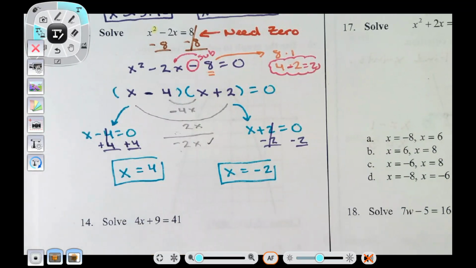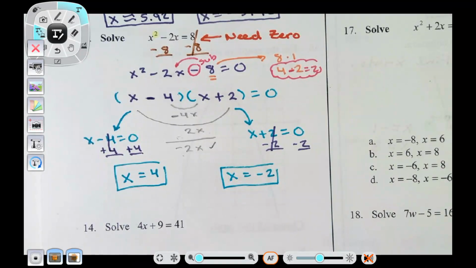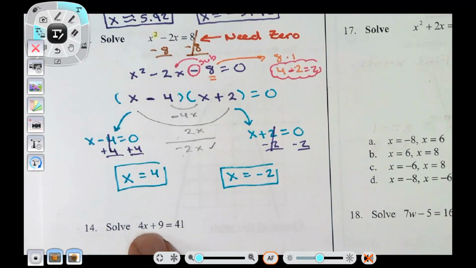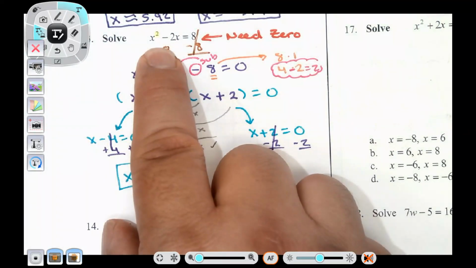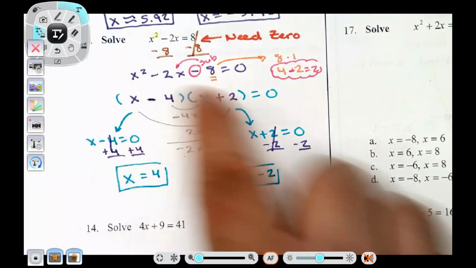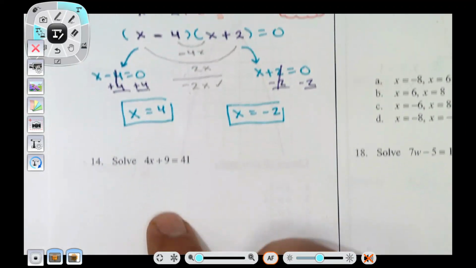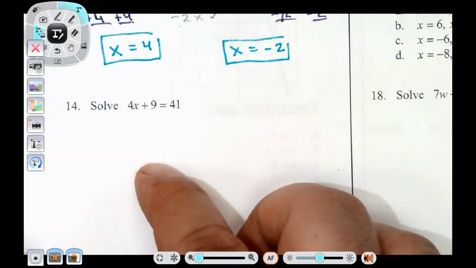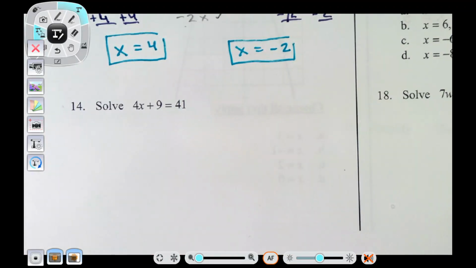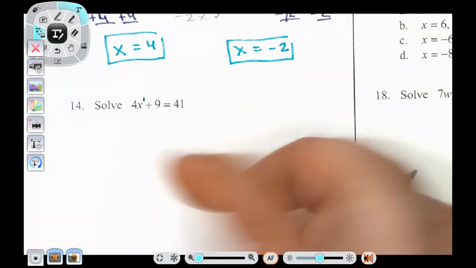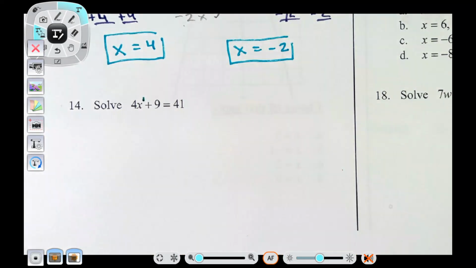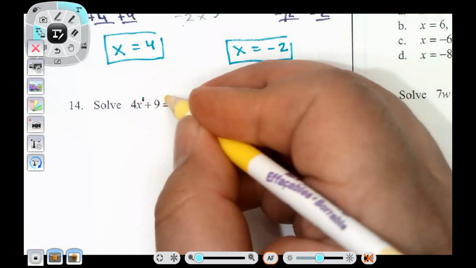All right, and then I look at number 14. When I look at this equation, I don't see a power of 2. This is not a quadratic. You see, that's a quadratic. I do this work for quadratics. But when I look at number 14, there is no power of 2. It only has a power of 1, which means this is linear. Then this is my throwback question on the test, which you're going to have a few of.